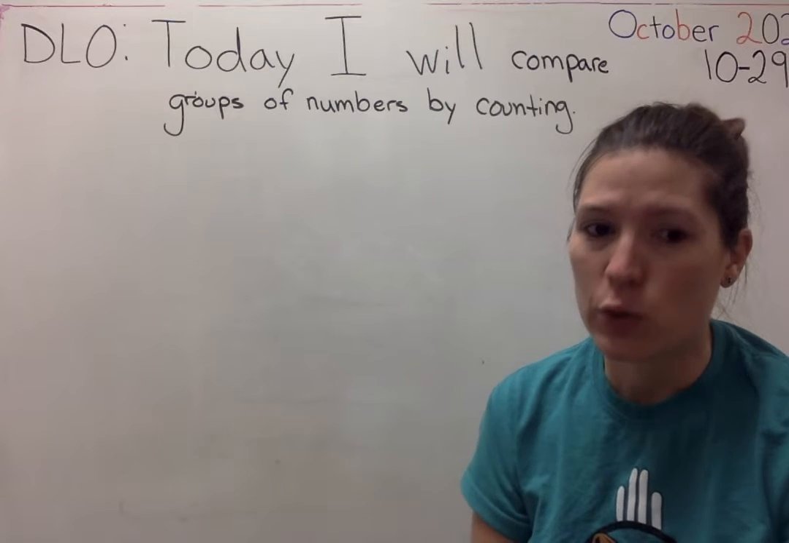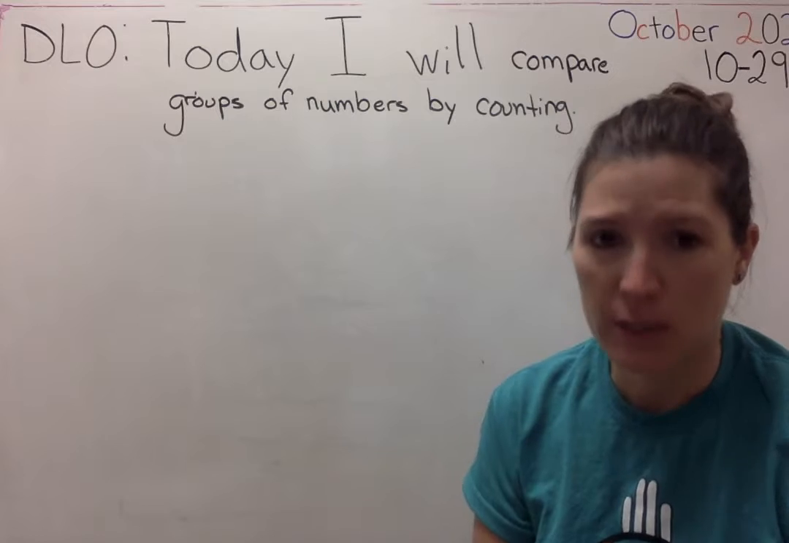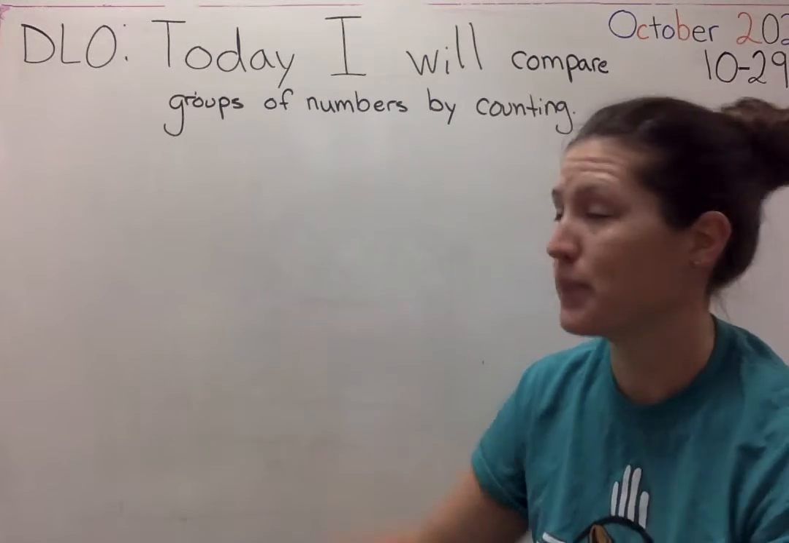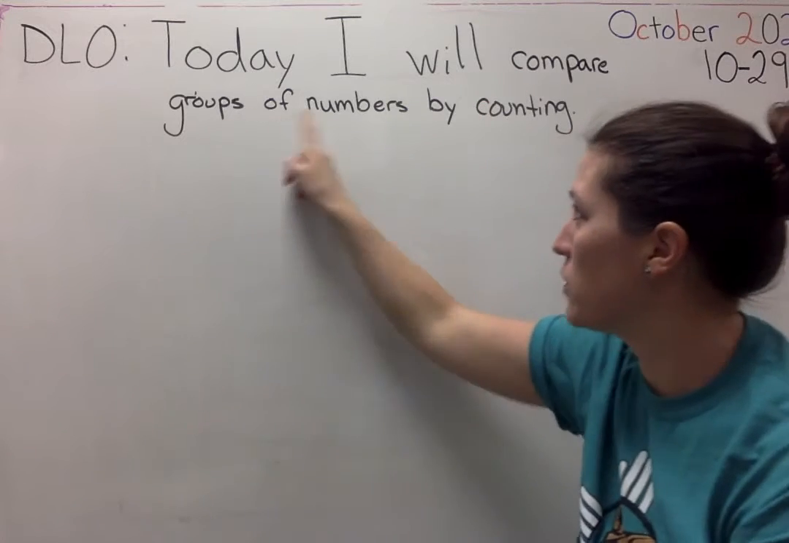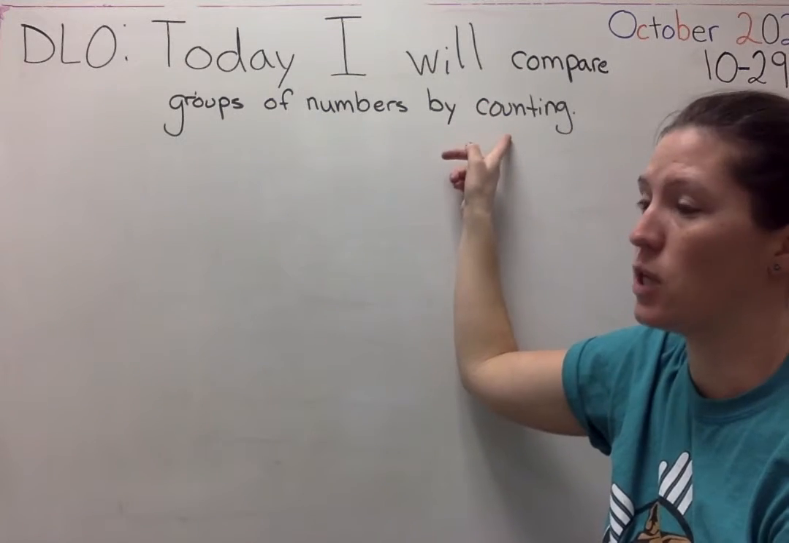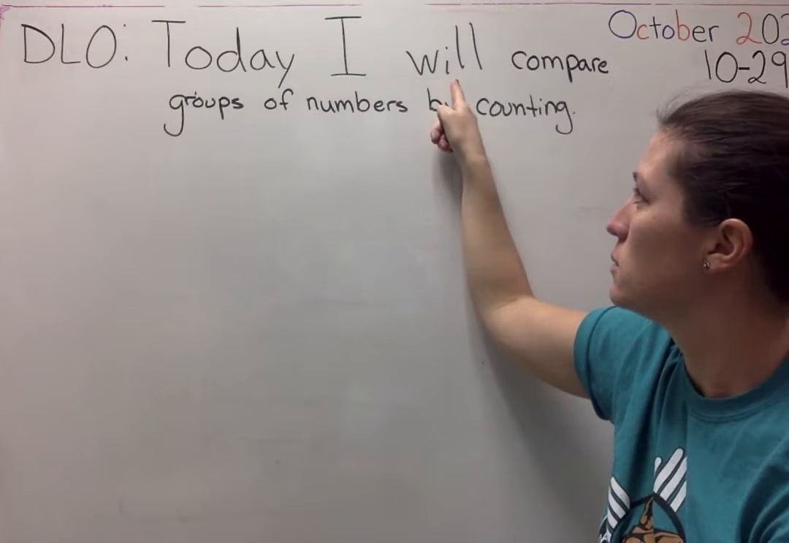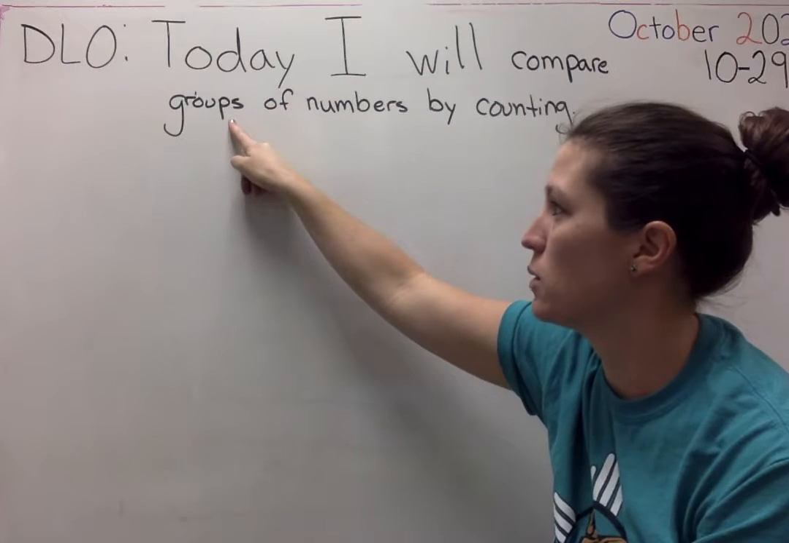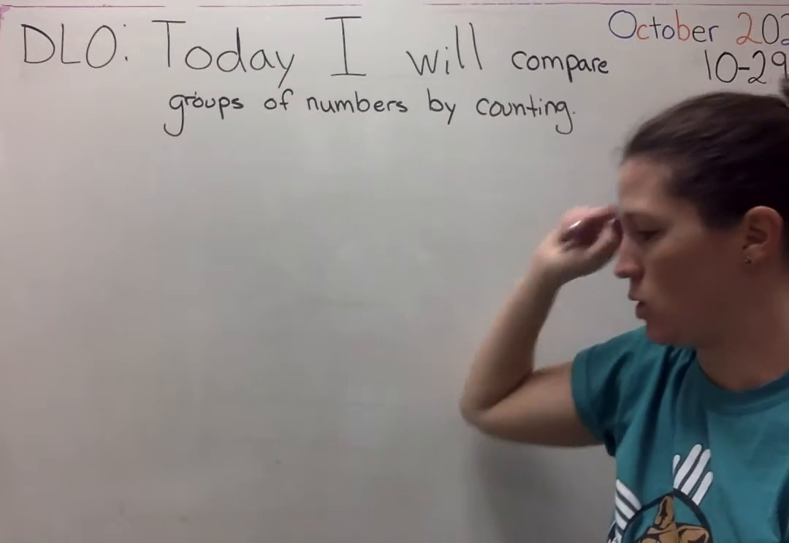Today in math, we're going to continue comparing numbers. So let's go over our DLO, and we'll do some examples, and then you'll do your work in your book. I'll go first. Today I will compare groups of numbers by counting. Now it's your turn. Today I will compare groups of numbers by counting.